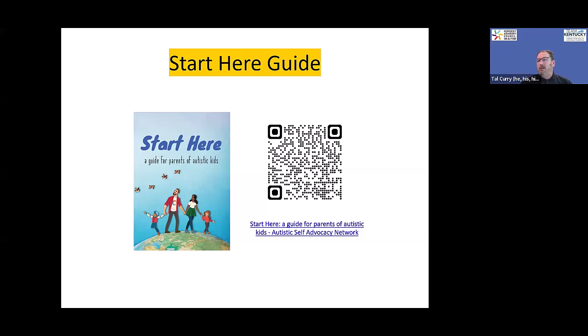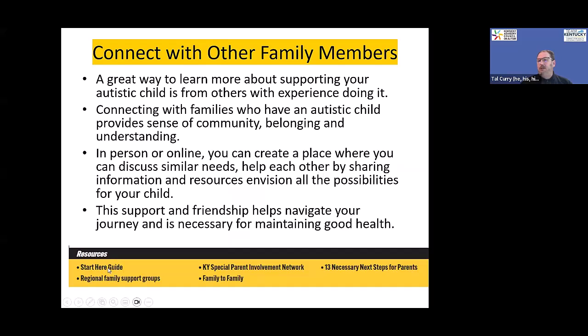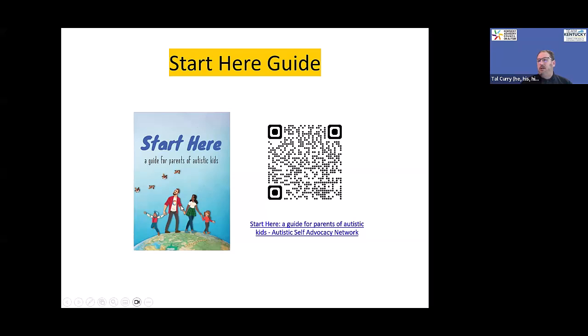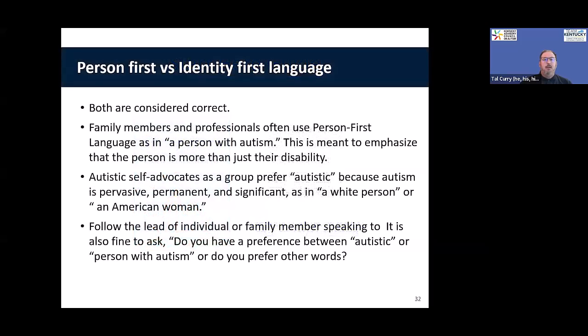I've got the QR code there. It is exactly the link down here, Start Here guide. It's the first bullet. So when you click on that bullet, you get to the Start Here guide. It'll open that up and it actually gives you the ability to download that guide. I think it's a 40-page document, but it's written in plain language and wonderful for autistics, as well as family members, to learn more about autism.